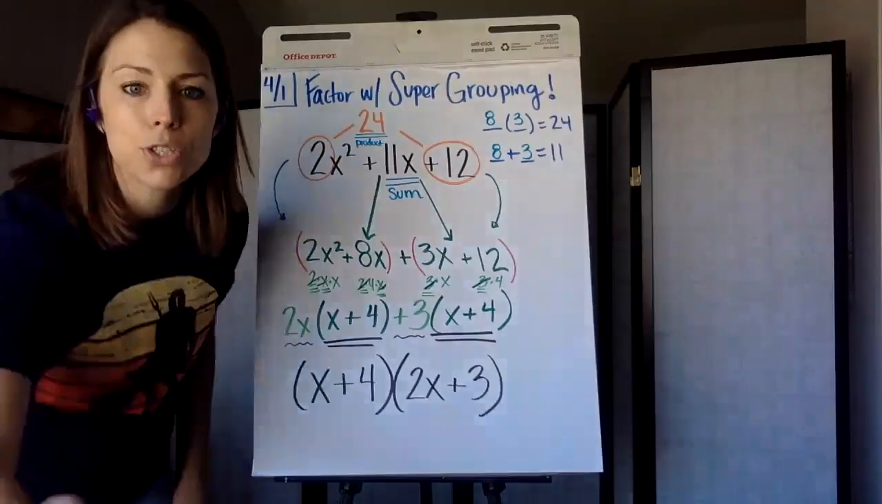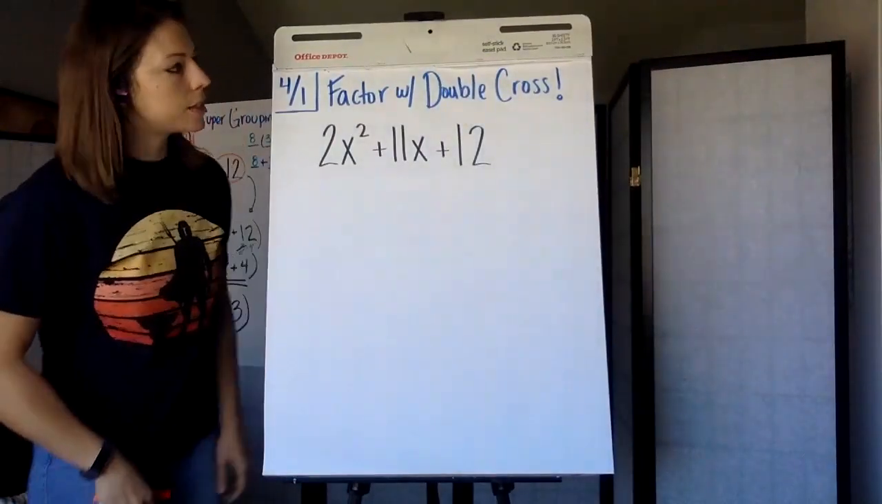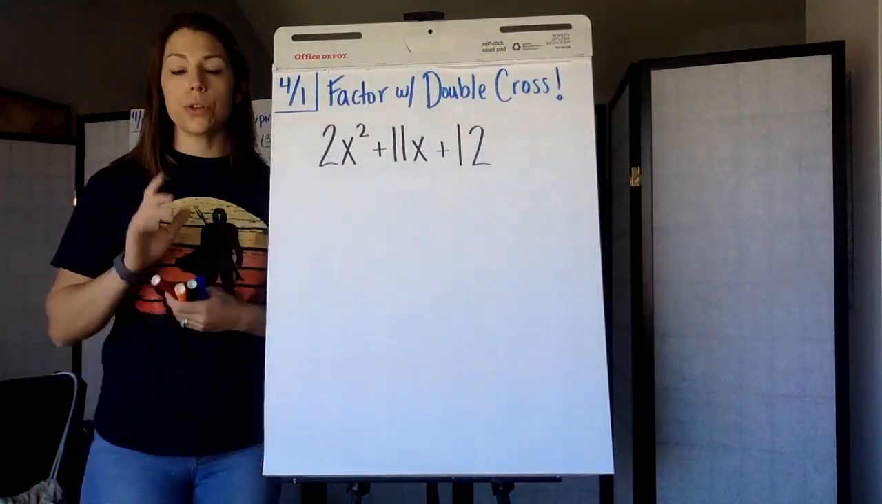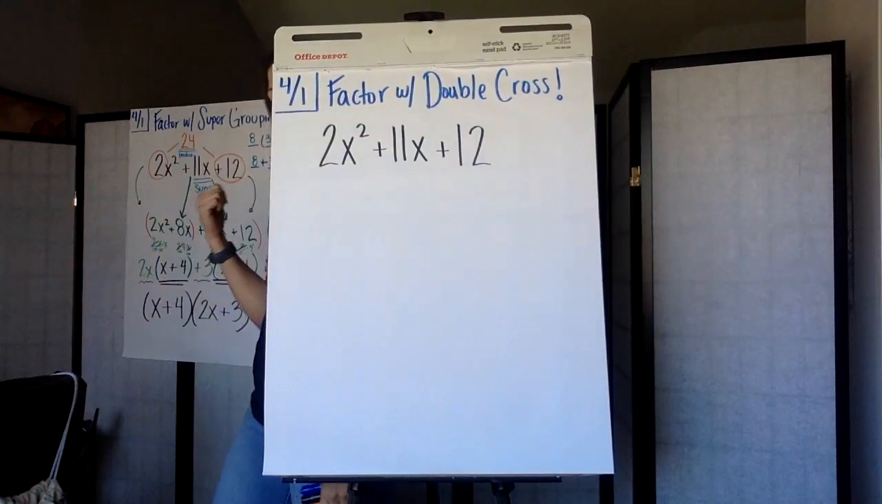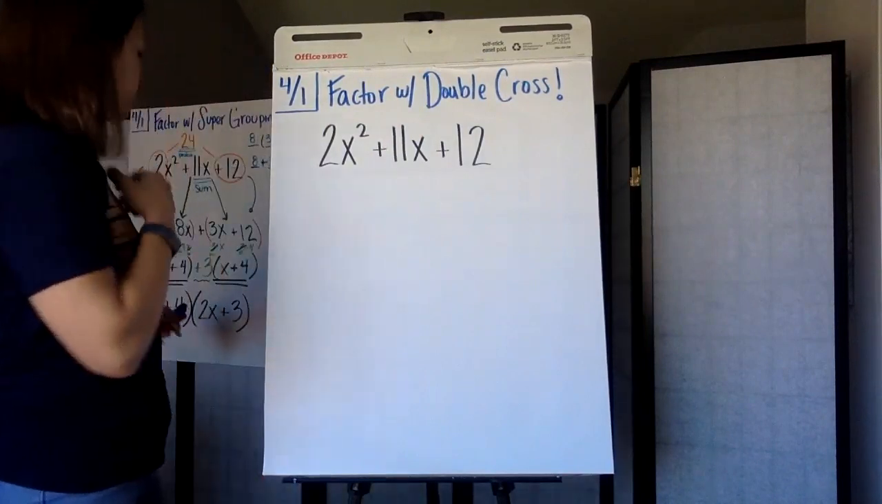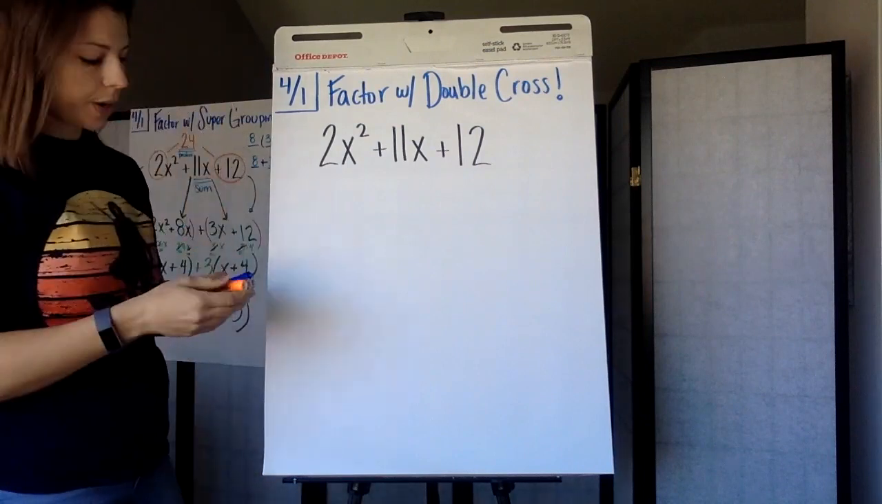On to method 2. All right, time for method number 2, called double cross. So you'll notice it's the exact same trinomial that we just did with our supergrouping. So we know what our answer should be. We should end up with x plus 4 times 2x plus 3.